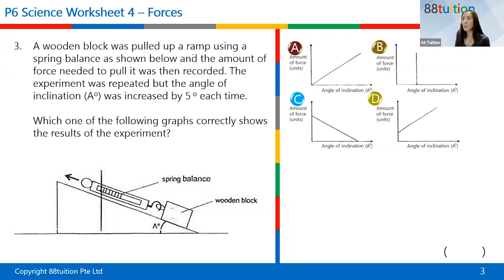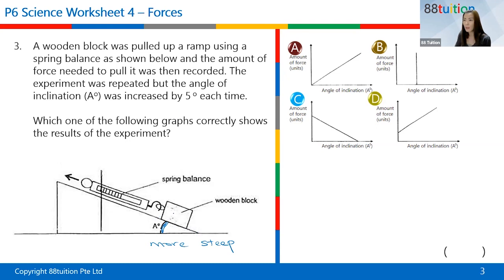A wooden block was pulled up a ramp using a spring balance. So again, a spring balance pulls this wooden block up a ramp. Okay, and then the amount of force needed to pull it was recorded. The experiment was repeated, but this angle here was increased. What's the meaning of increase? Increase means the slope is going to be more steep.